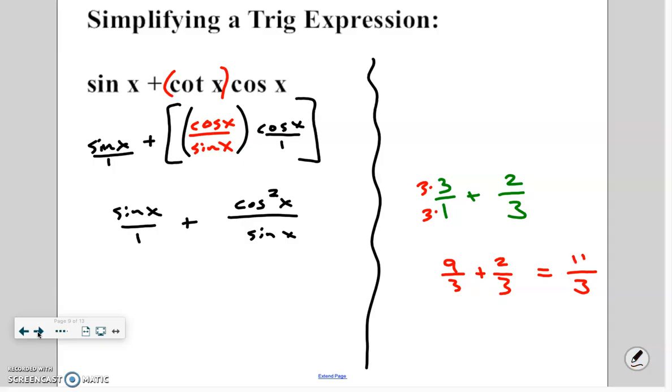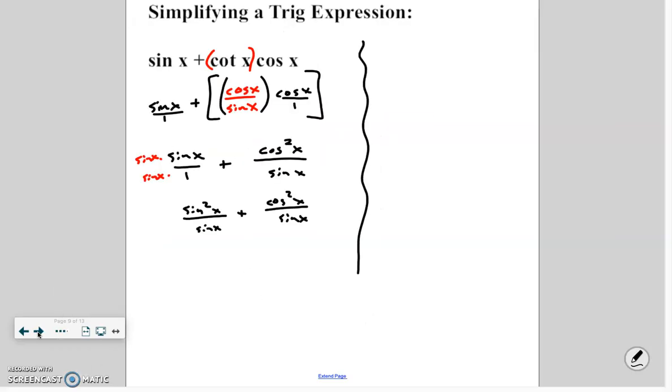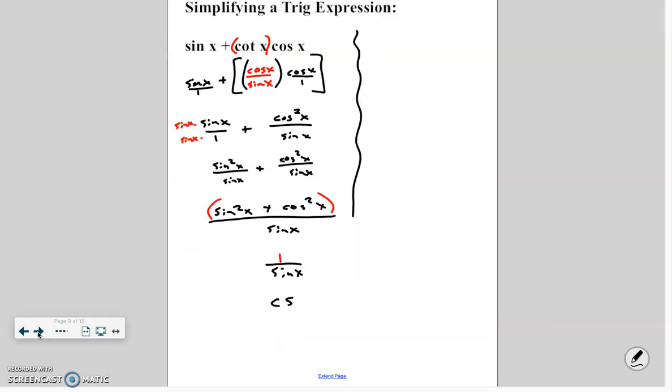Now again, what does 11 thirds have to do with the problem to the left? Very little, other than the fact that we're going to mimic the same movements. I need to get common denominators, so I'm going to multiply by sine x. If I do that on the bottom, I have to do that on the top. So in the top, sine x times sine x gives sine squared x over sine x. Over here, I still have my cosine squared x over sine x. Now we have common denominators, which puts me at sine squared x plus cosine squared x all over sine x. Remember that sine squared plus cosine squared is just 1 over sine x, and 1 over sine is simply cosecant. Yes.